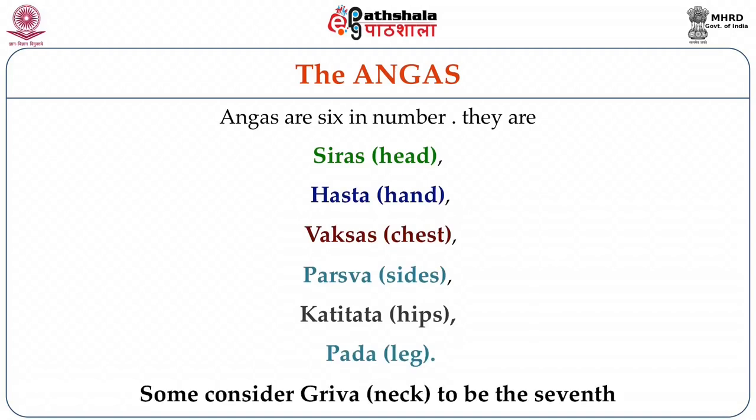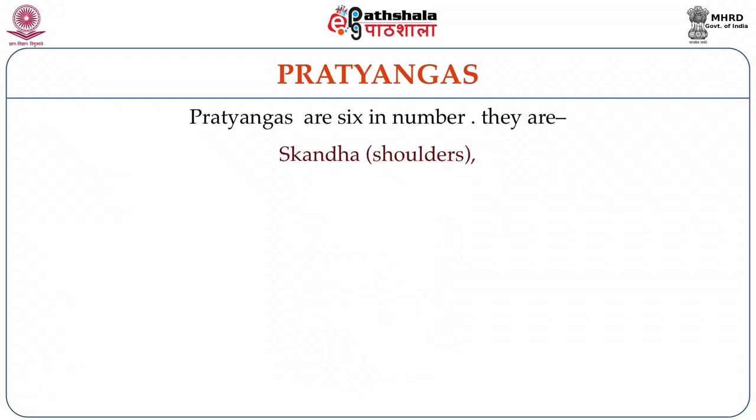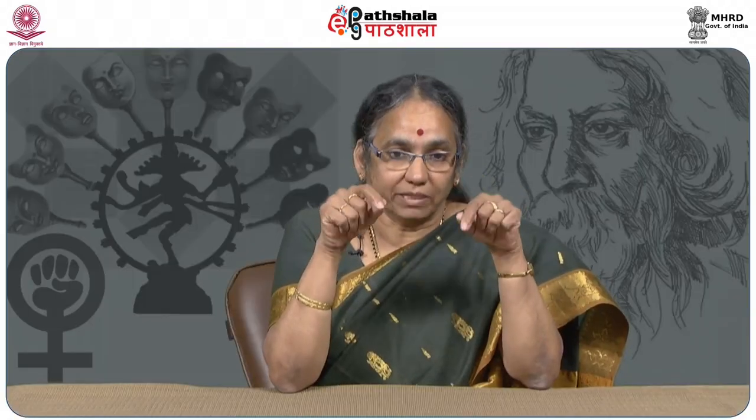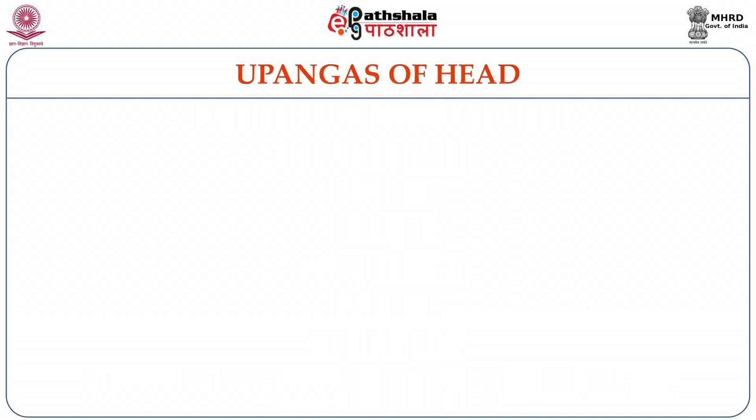Some consider Griva, the neck, also as the 7th Anga, but these 6 are considered as the Angas of the body. Pratyangas are 6 in number: Skanda, shoulders; Bahu, arms; Prushta, back; Udara, stomach; Uru, thighs; Janga, shanks. These are the 6 pratyangas which are important in Abhinaya. Some also consider Manibandha, Kurpara and Janu as pratyangas, which are also important in the performance of Angika Abhinaya.